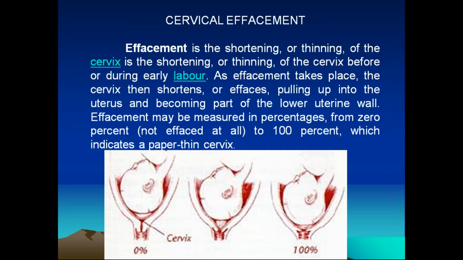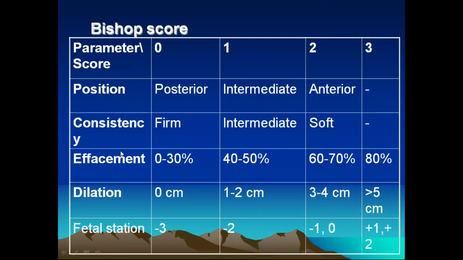Effacement is nothing but the shortening or thinning of the cervix. In a non-pregnant patient, or a patient where cervical effacement has not begun, we'll see a cervix which is 0% effaced. That is, the cervical length will be around 3 to 4 centimeters. And with the progression of labor, there will be shortening or thinning of the cervix, and this is 100% effacement of the cervix. Generally this is seen either before or during early labor. So this is the effacement.